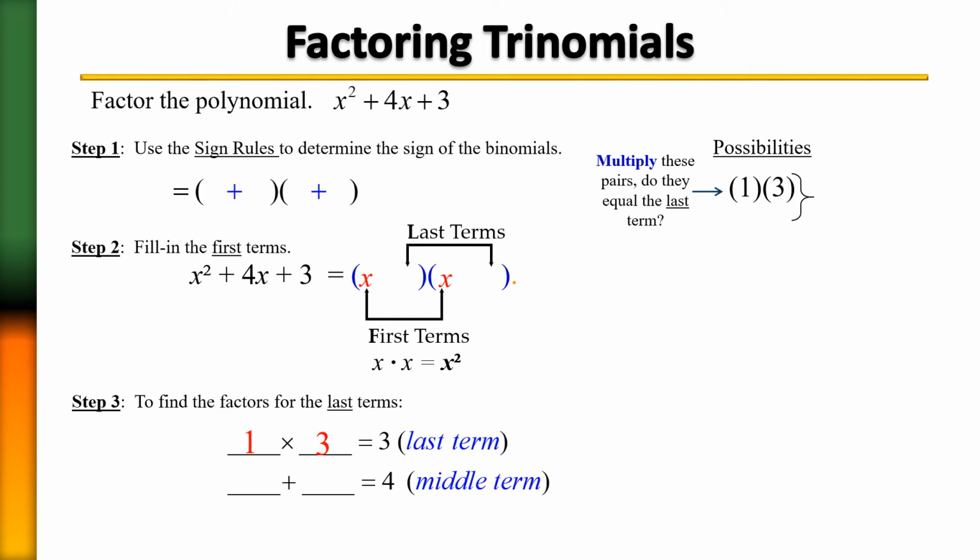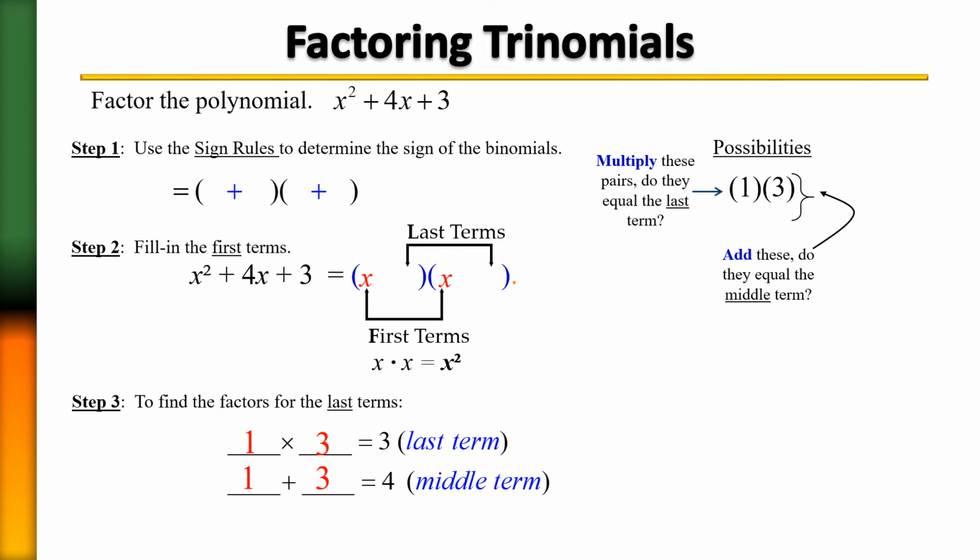We know that it works with multiplying. 1 times 3 does equal 3, my last term. Now we want to know if we add those same two numbers, will it equal 4, our middle term? 1 plus 3 does equal 4, and 4 is our middle term. So there is proof that you have the correct pair.